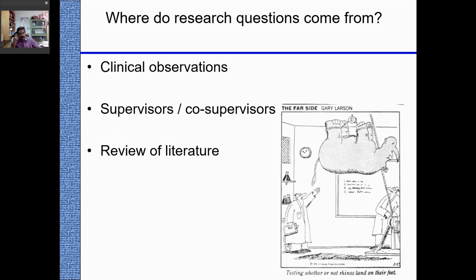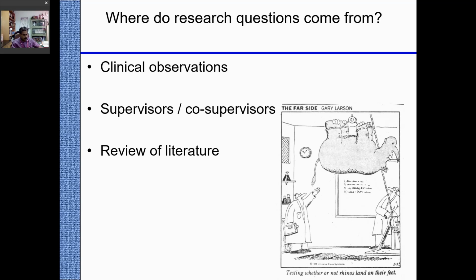Now, how do we get these research questions? First and foremost is clinical observation. Your supervisors, your senior colleagues have seen a number of such cases in their clinical experience, and they have found some kind of correlation between different factors. So, clinical observation of your seniors, supervisors and co-supervisor is a source of research questions.